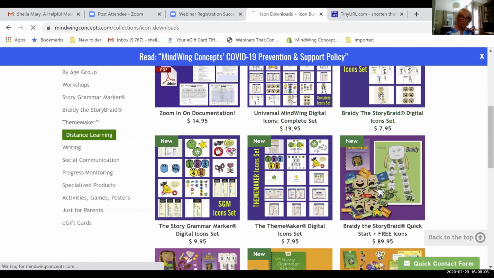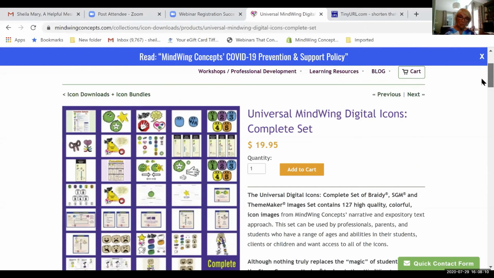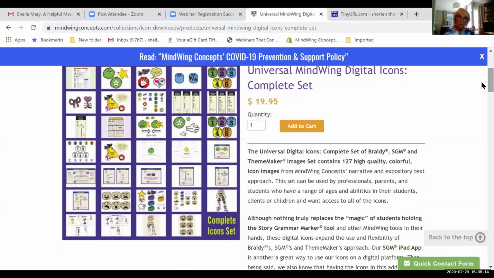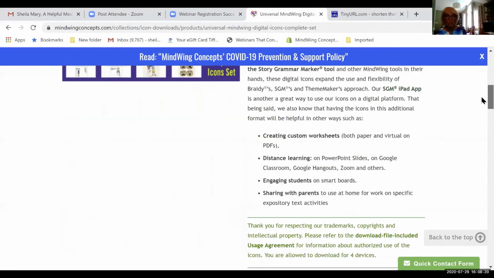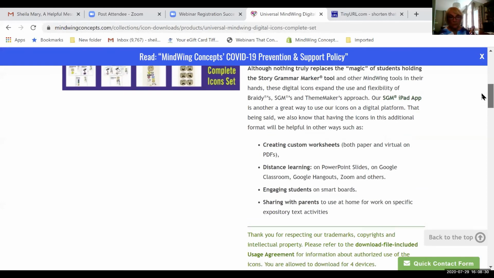So this is the universal set. It comes with 127 of our icons and images, all to use with Brady, Story Grammar Marker, and Theme Makers for expository text. So you can make custom worksheets. You can use them on PowerPoint slides, Google Classroom, Google Hangouts, Zoom. You can use them in the classroom on smart boards. You can share with parents.